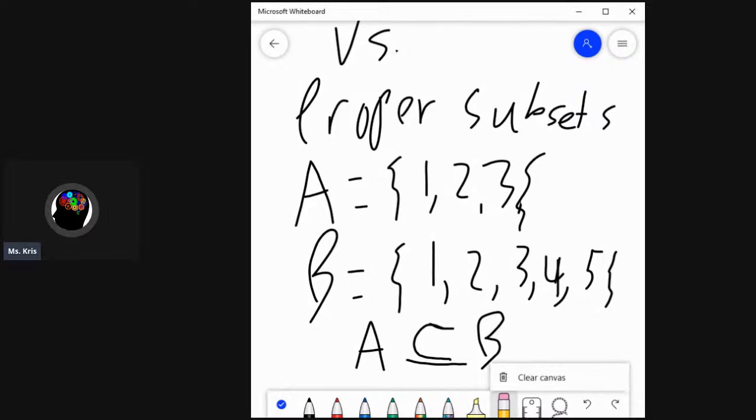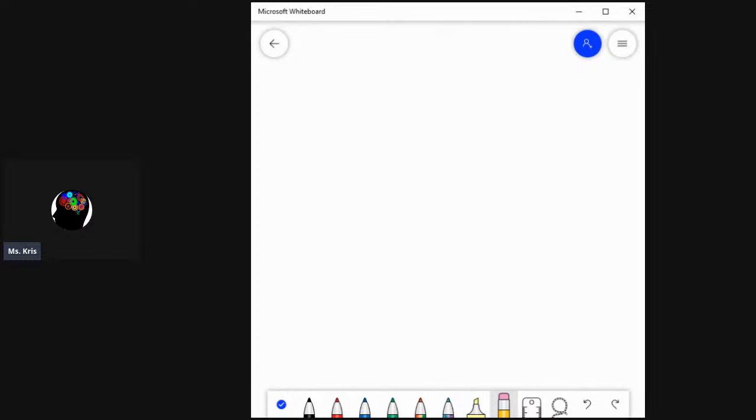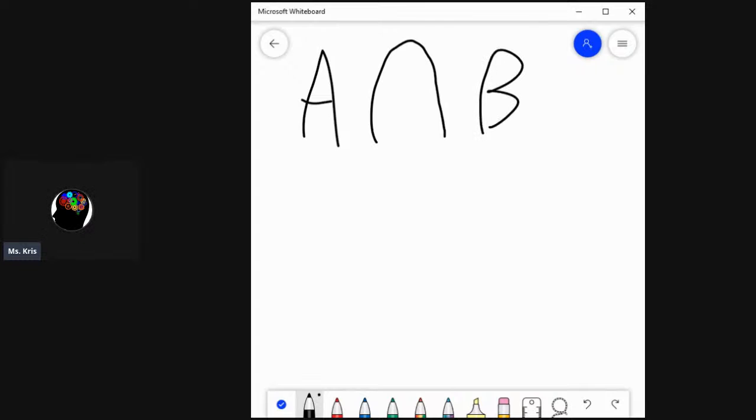All right, moving on to intersection and union of sets. The intersection of sets A and B, which is usually written as A, I call this my little horseshoe or arch, B. The intersection of A and B is the common elements between both A and B.